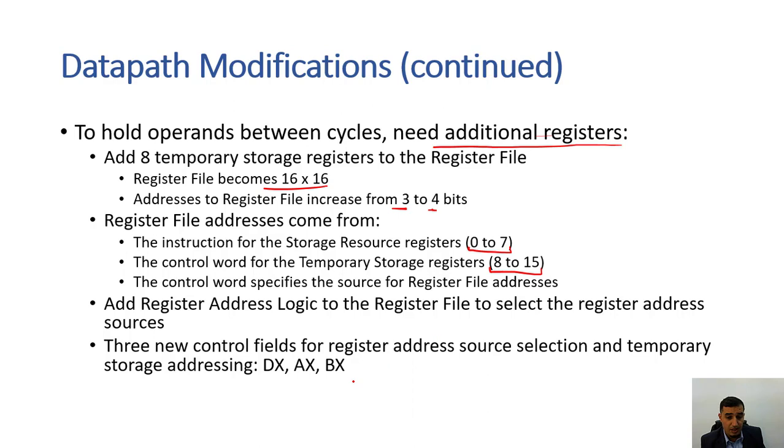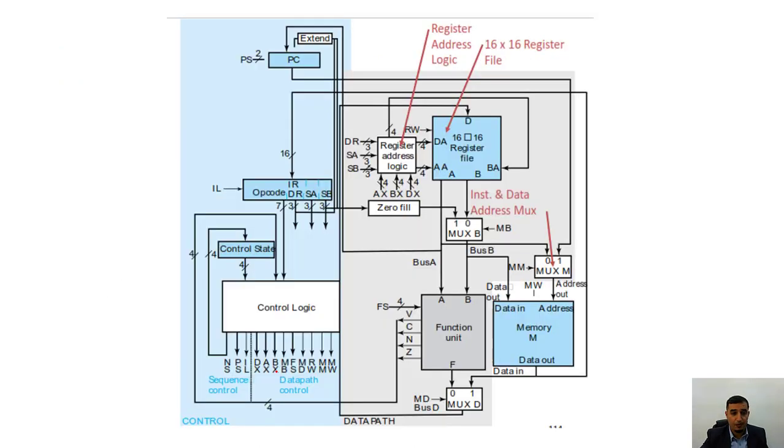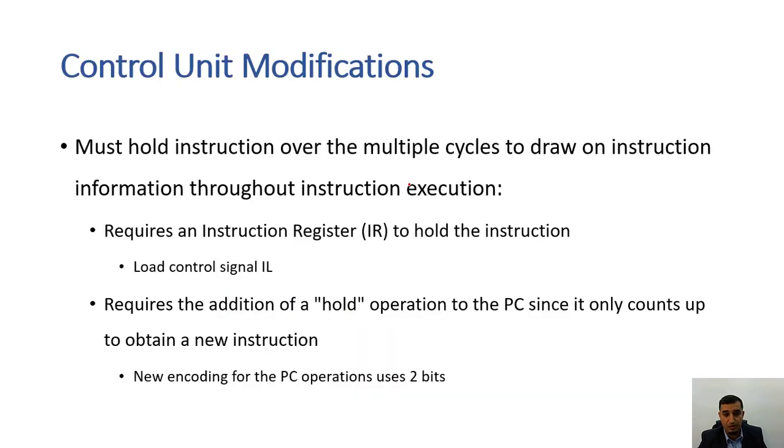The new registers, which are AX, BX, and DX. And these are illustrated over here. This is our new MUX-M. This is our register file, which is 16 by 16. This is our register logic that will implement all of this together.